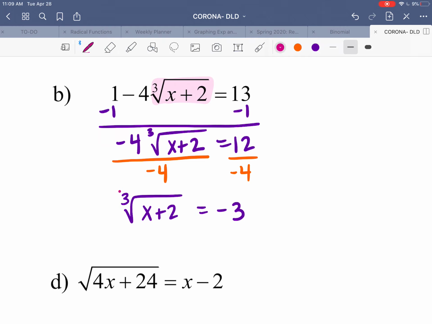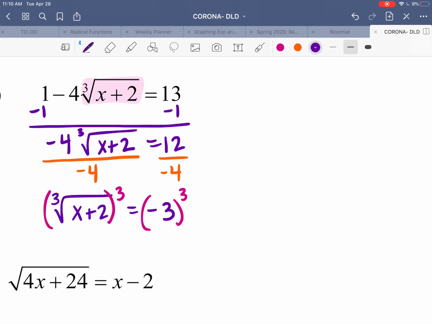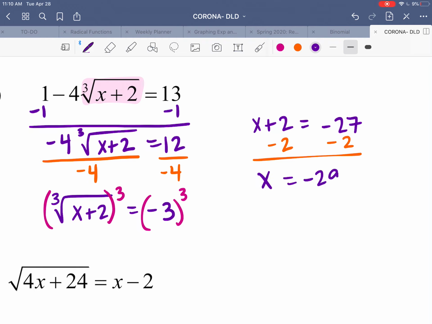At this point we want to get rid of the cubed root, so we have to cube both sides. Be very careful here. When you're cubing a negative, it'll be a negative times a negative times a negative, which means the result will be a negative. So cube both sides, and we get x plus 2 equals negative 27. Next step is to subtract 2 from both sides to get x by itself. x equals negative 29.